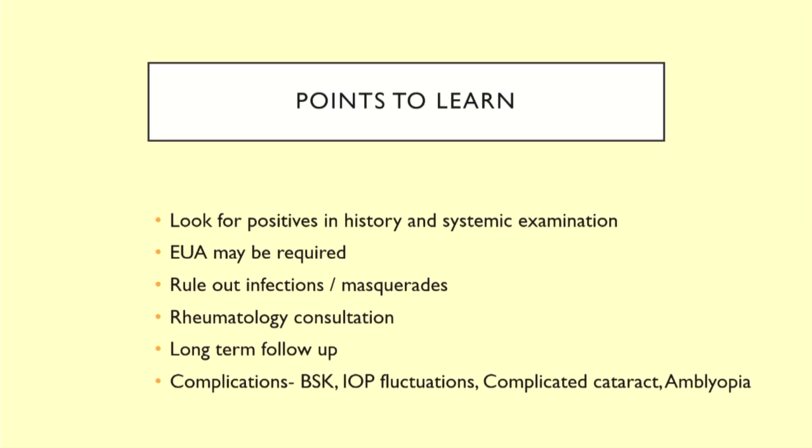So the points to learn from this case: look for positives in both history and systemic examination. In this case, you ask for a history of joint pains, ask for joint swelling, and then refer them to a rheumatologist. Also think of infections and masquerades again, because this is extremes of age. This is a young patient. Long-term follow-up is required, as I mentioned.